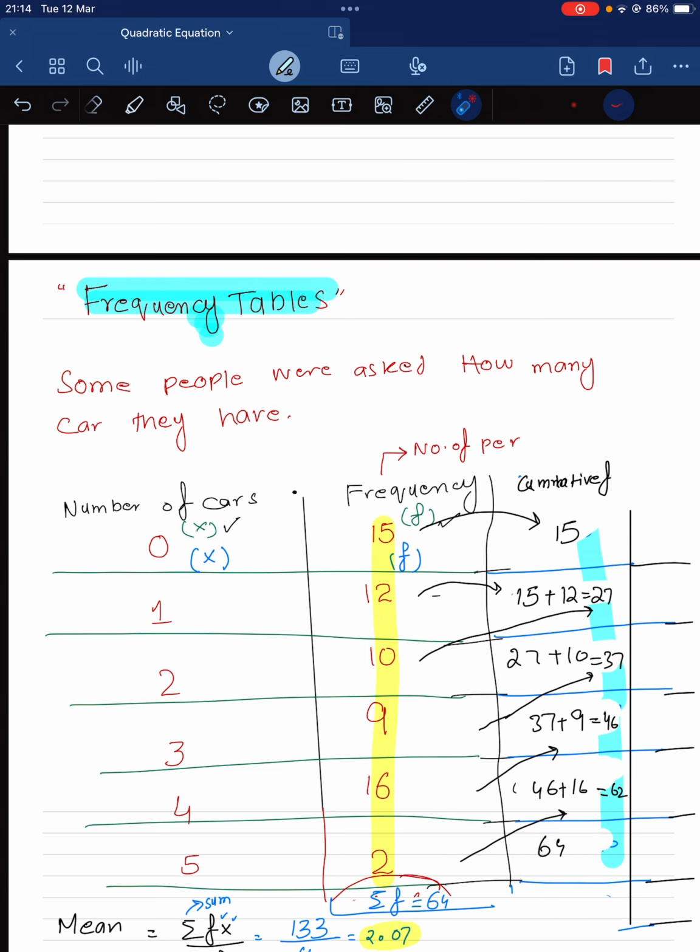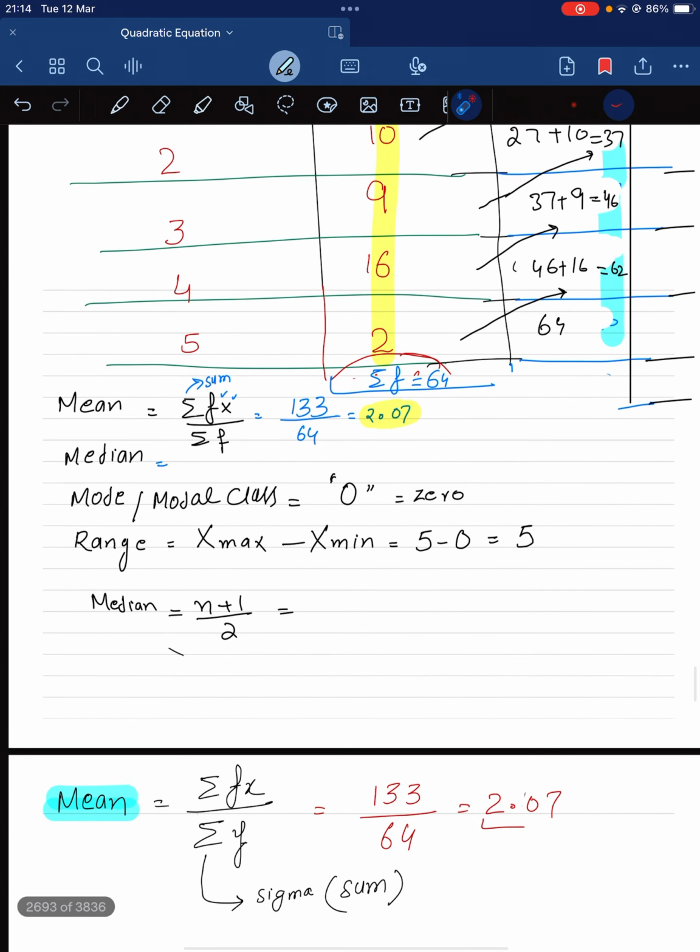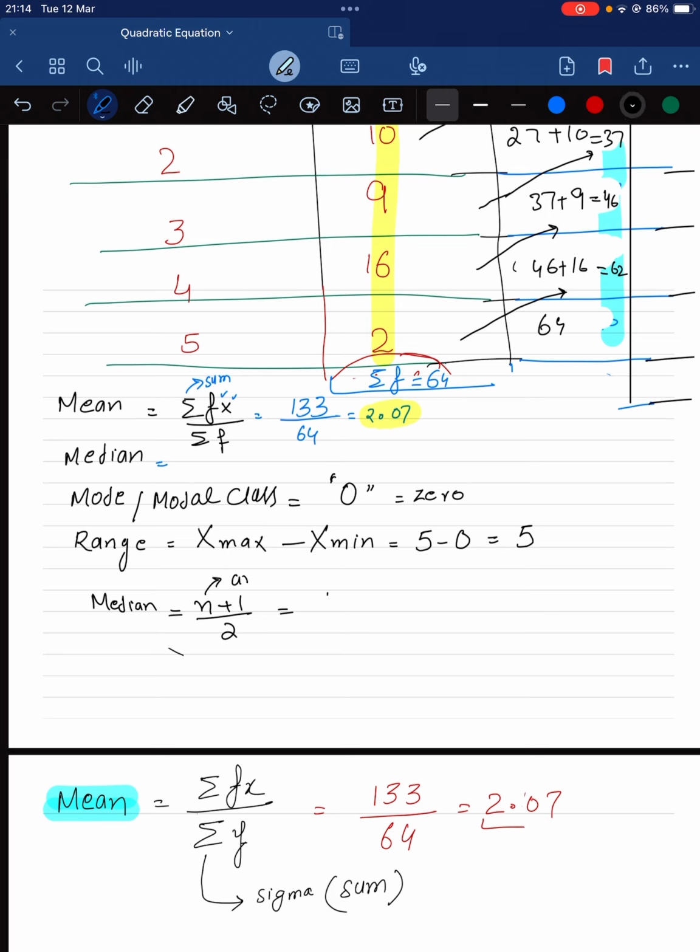Now this is the value of n. So now we will place the value of n in the formula. N is basically the cumulative frequency. Most of the time we get confused about what n is. So n is basically the cumulative frequency that we get from the column. So n plus 1 over 2 is 64 plus 1 over 2, so it's 65 over 2, which is 32.5. So 32.5 is not your answer.